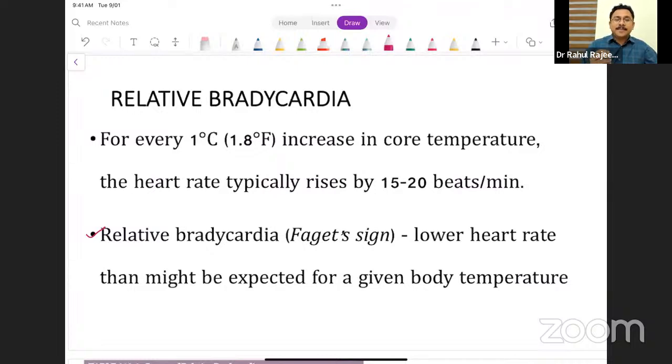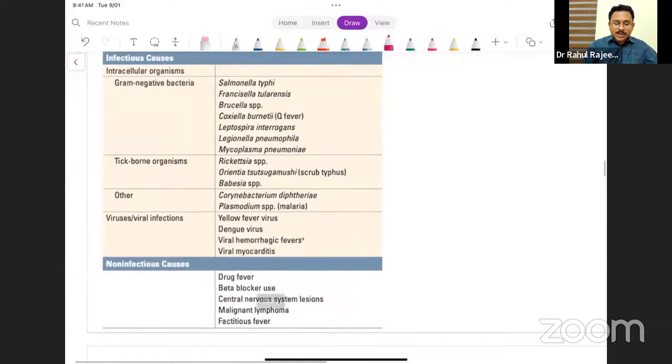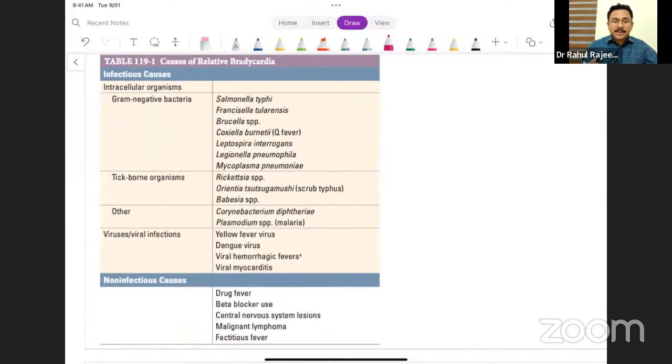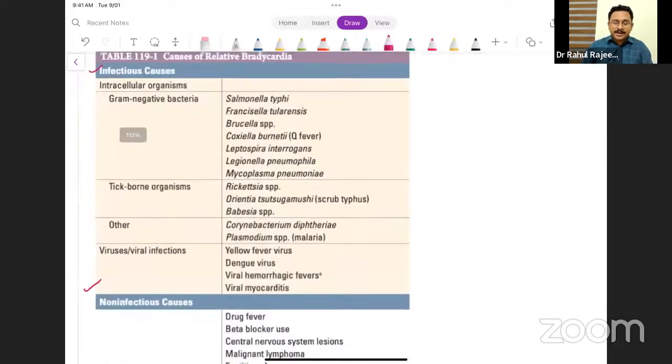And why do I say may? It's because, see, you look at this table. You can see the causes of relative bradycardia. This is the table from Harrison's Textbook of Internal Medicine. You can see there are infectious causes and non-infectious causes that can cause relative bradycardia.